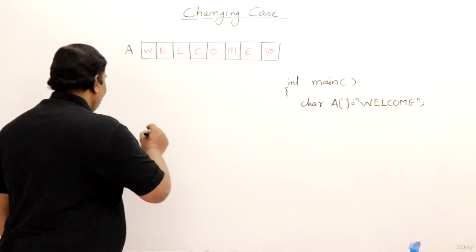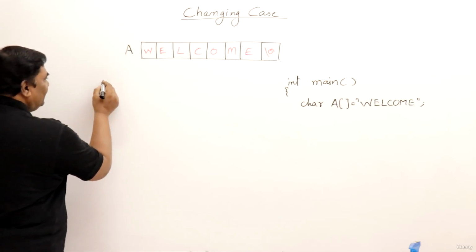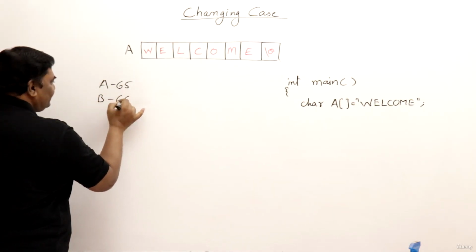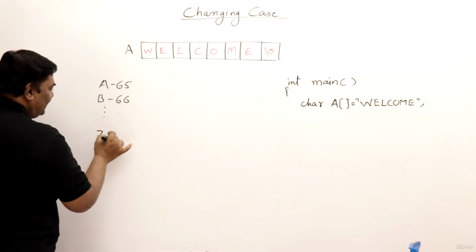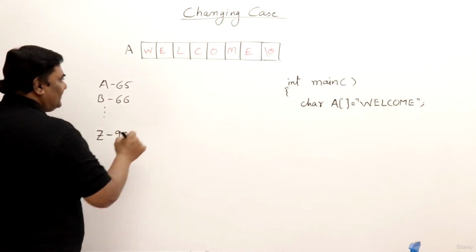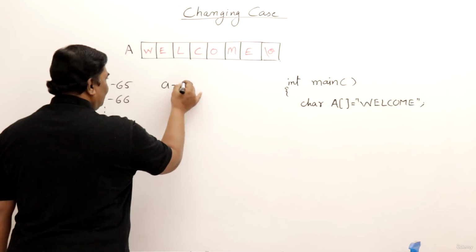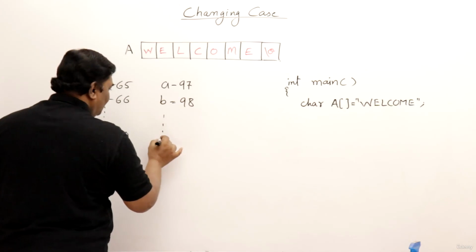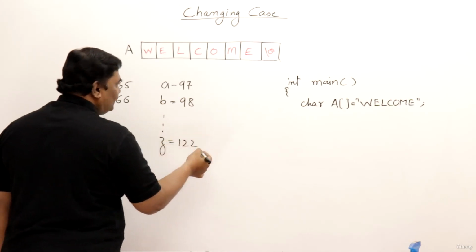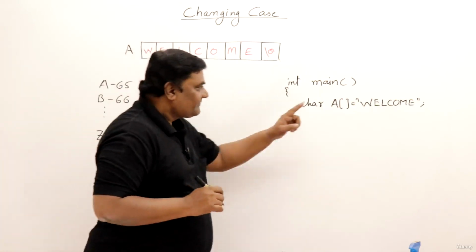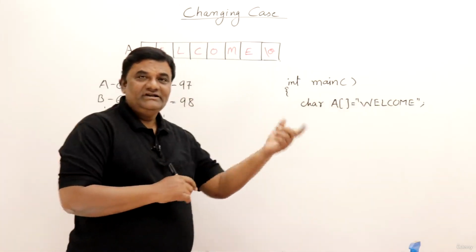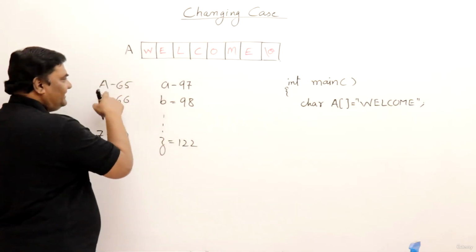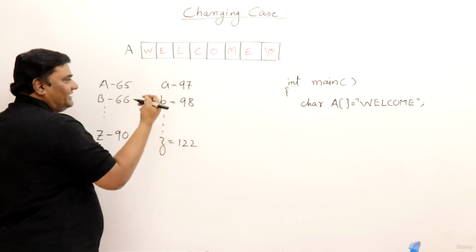Let us see. We have already seen the ASCII codes for alphabets. Capital A's ASCII code is 65 and B's ASCII code is 66 and so on, and capital Z's ASCII code is 90. Similarly, we have seen ASCII codes for lower cases also, that is 97, 98 and so on, up to lowercase z, which is 122. So when it is capital W, I have to change it to lowercase w. If it is uppercase A, I want to convert it into lowercase a.